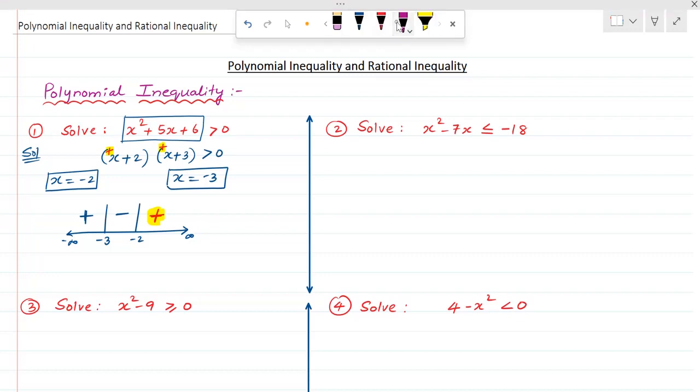What I need here is more than or equal, which means positive. Therefore we will have two intervals. The solution is minus infinity to minus 3, open since it is not equal, union minus 2 comma plus infinity. So this is the answer.